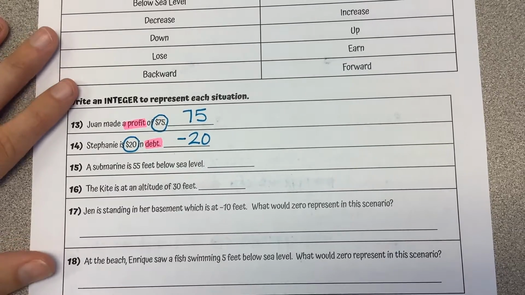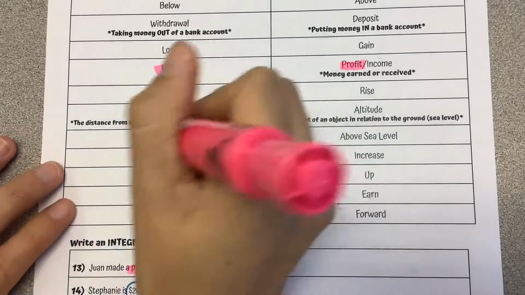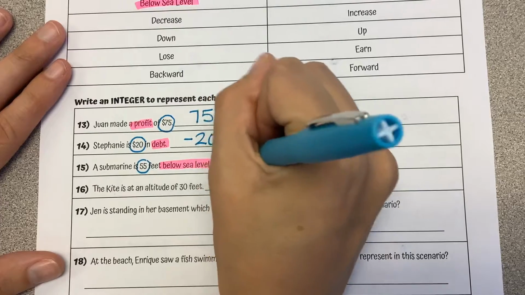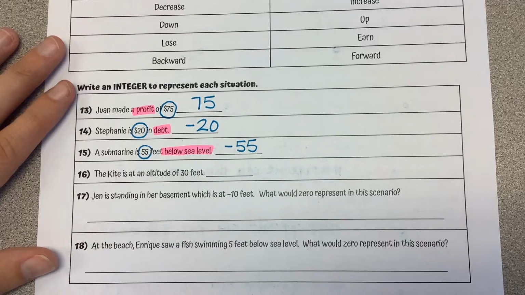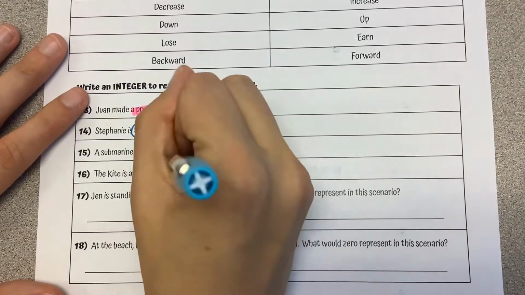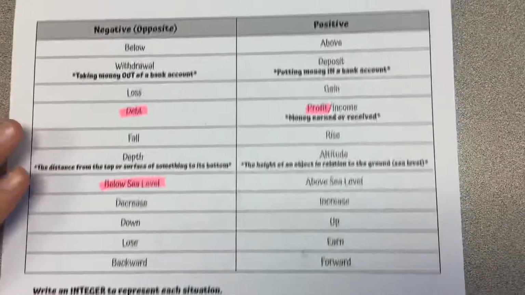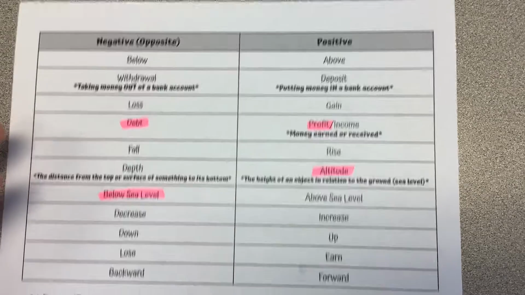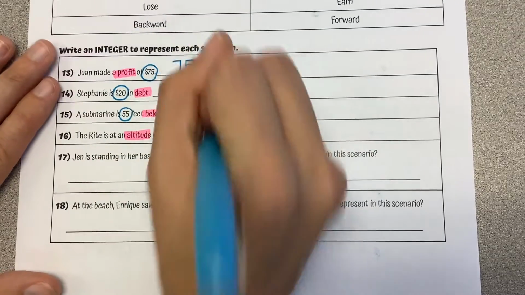Number 15, a submarine is 55 feet below sea level. So I'm looking on here. I see below sea level is on the negative side. That is a negative value. It's underground. The kite is at an altitude of 30 feet. Altitude, not one you hear as often, but I look on my handy dandy chart. I see altitude. That's the height of an object in relation to the ground. It's up in the air. The kite is in the air. That is a positive value.